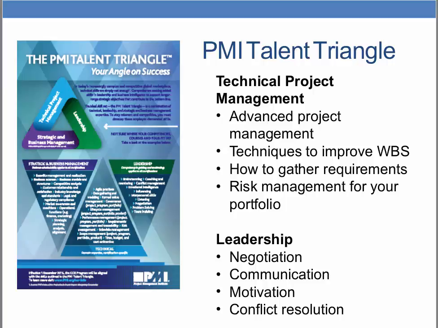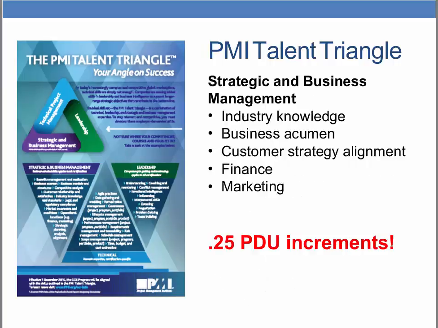The next topic is leadership, and those would be topics related to leadership skills like negotiation and communications and motivating people and resolving conflicts. Those kinds of things would fall into the leadership topic. And then the third topic is strategic and business management. This has to do with things related to industry knowledge or business acumen, customer strategy alignment, making sure that you know how to align your project with your customers or strategic alignments, maybe things related to finance or marketing.